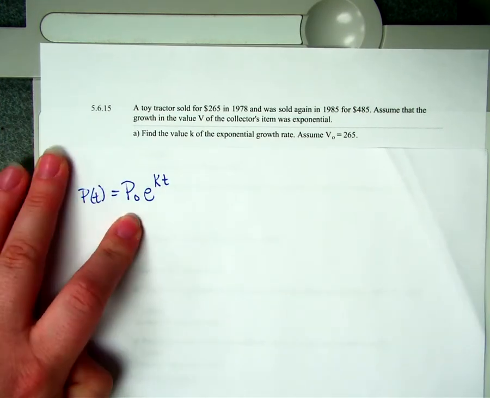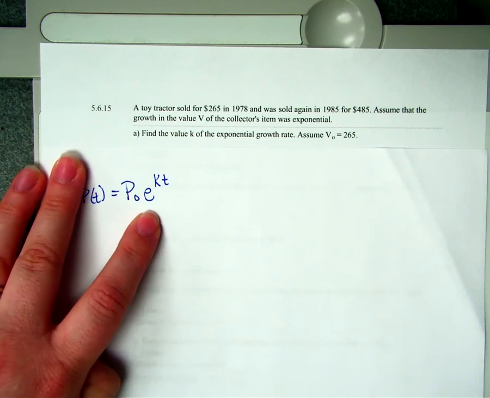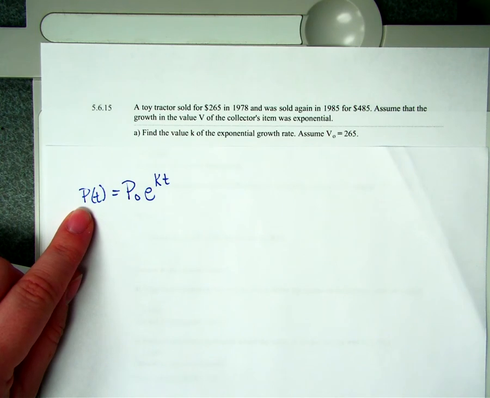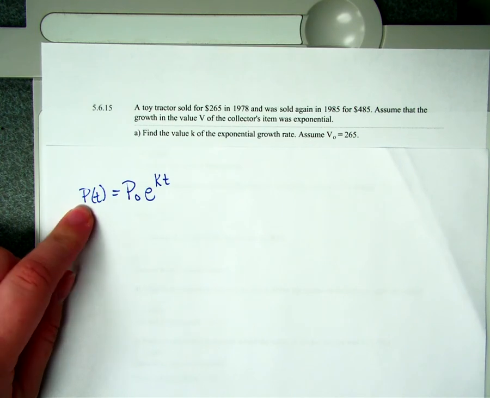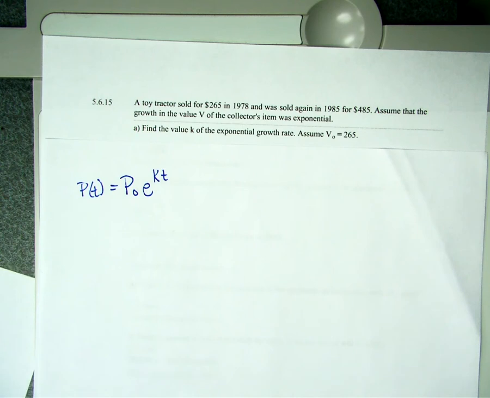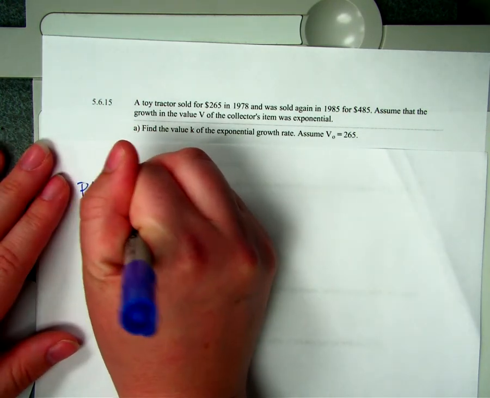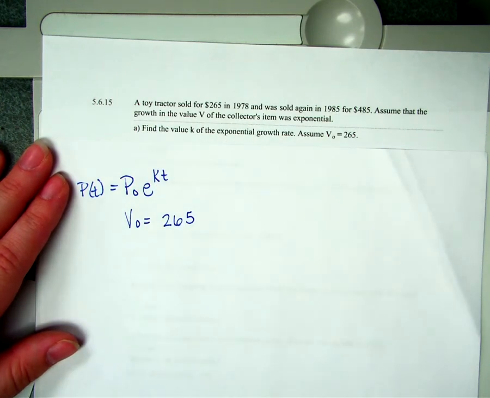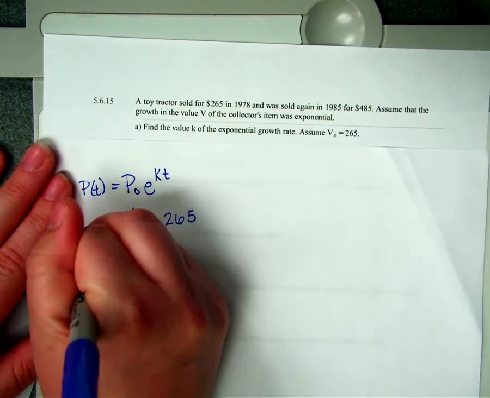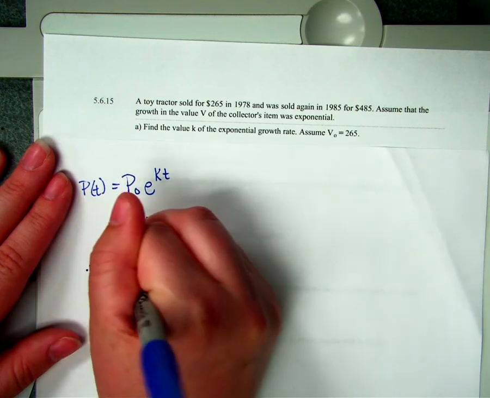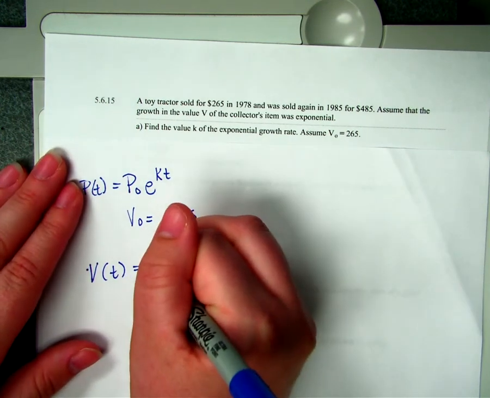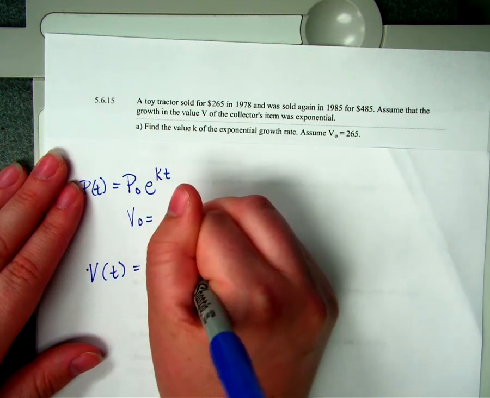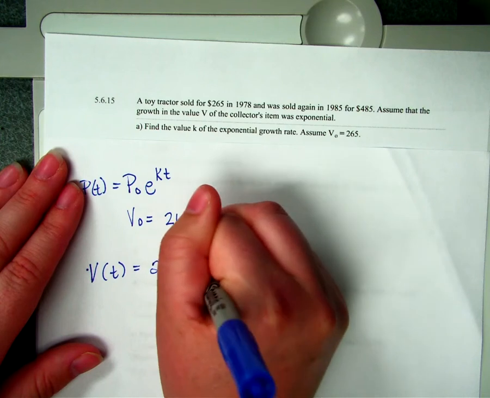So P0 is population or value at time 0, e is a number, k is the growth rate, t is time, and P of t is the value at some time in the future. We're also told in this question that P0 or V0 equals 265. So, in order for us to use this formula, we'll plug in the things we know, and I'll use V instead of P because that's how it's worded to us in the problem. V of t equals 265 e to the kt.